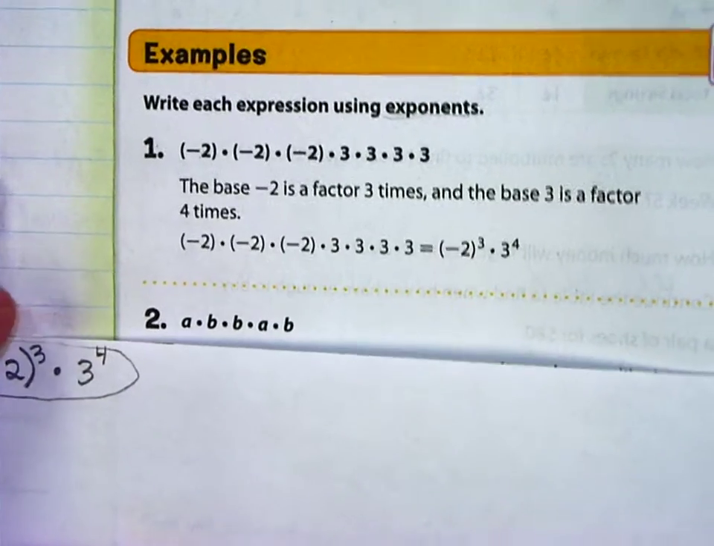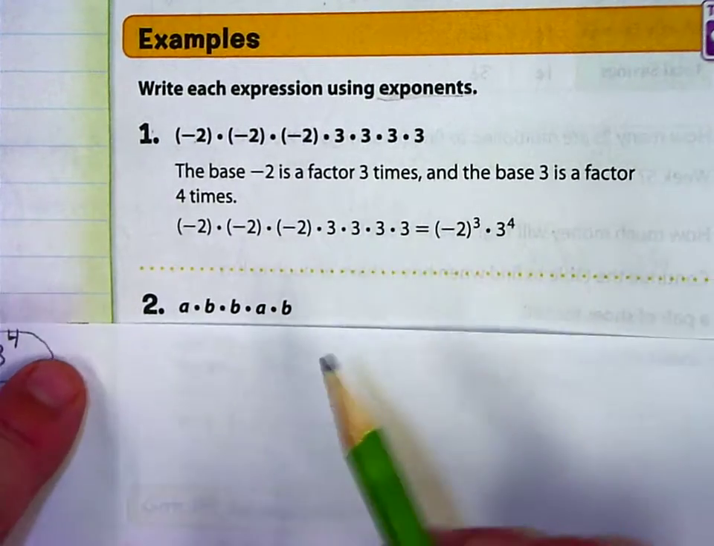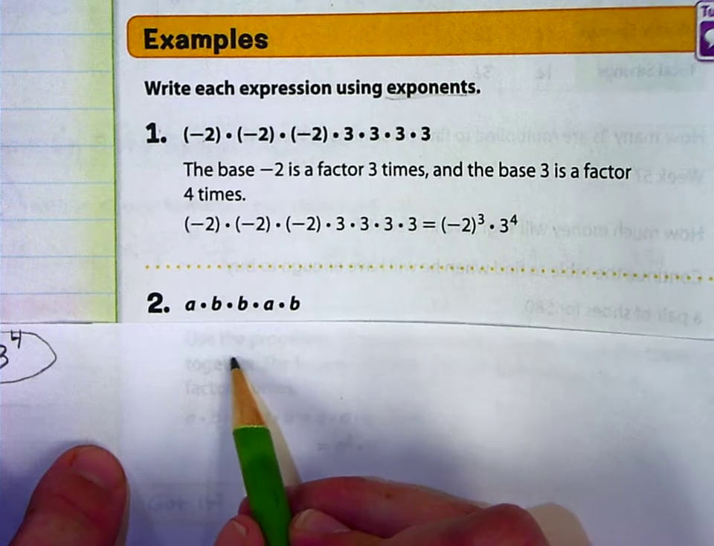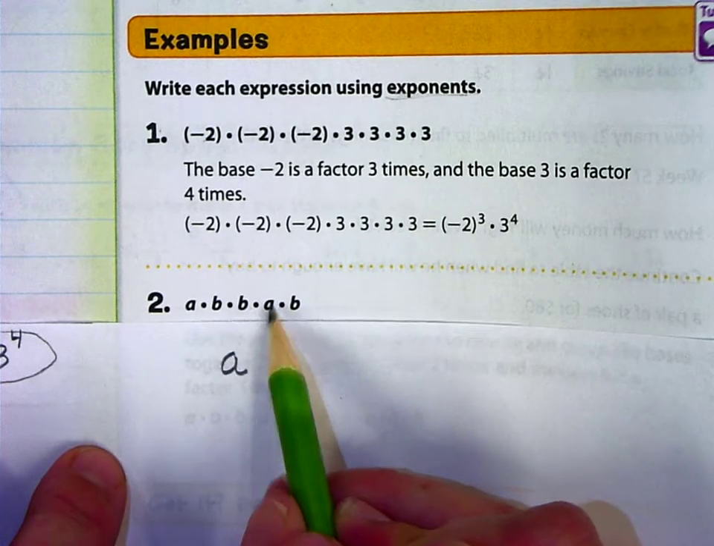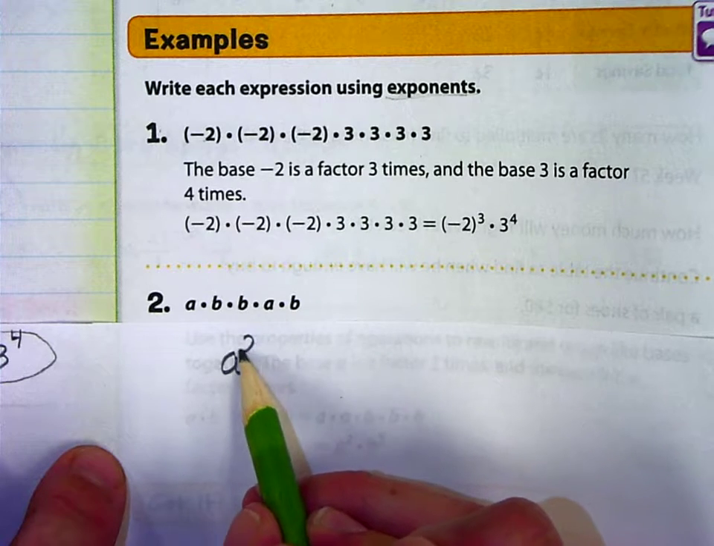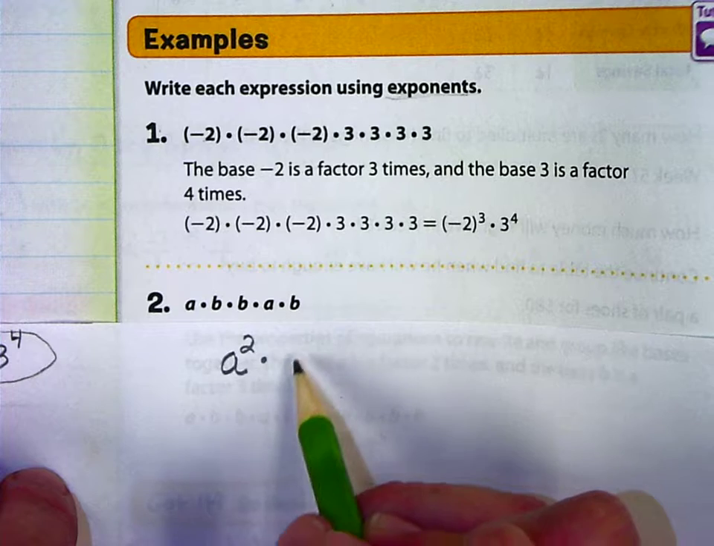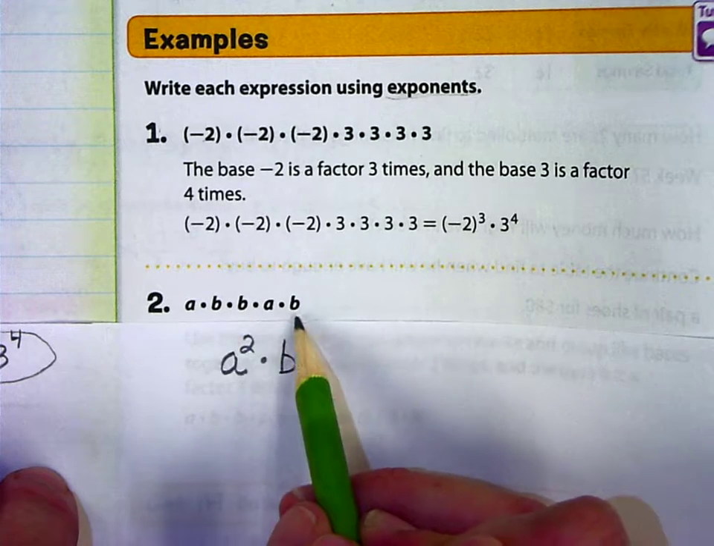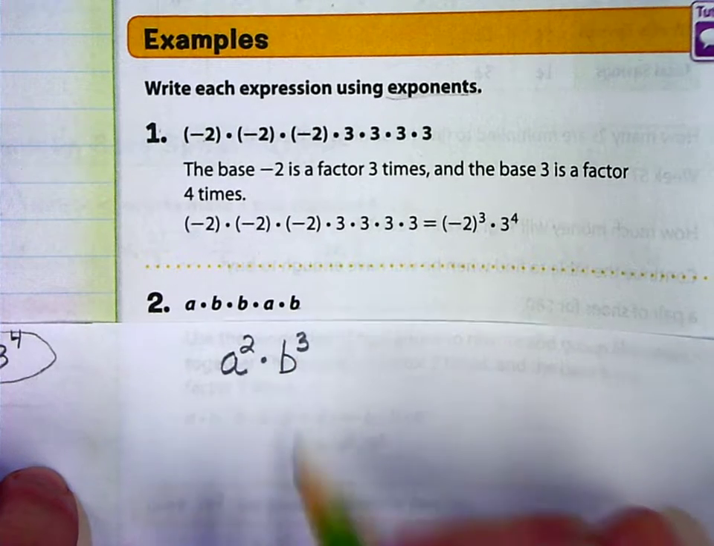Now we have some variables, but these are done the same way. Okay, so we have A's and B's, so I'm going to write A, and there are 2 A's, so this is A squared. Now I'm going to change bases, so I'm going to put a multiplying sign, and I'm going to write my base, B, and I'm going to count how many I see. 1, 2, 3, so this is B cubed.